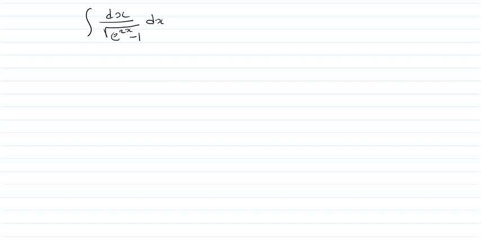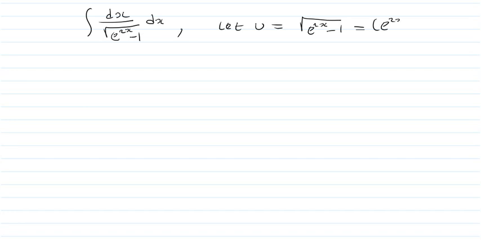The integration of dx over the square root of e to the power 2x minus 1. For this one, we're going to use the u substitution. So I can say let u be equal to the square root of e^(2x) minus 1. This can be written as (e^(2x) minus 1) to the power 1 over 2.